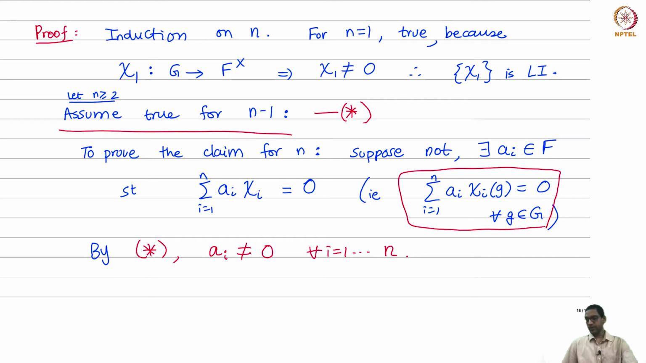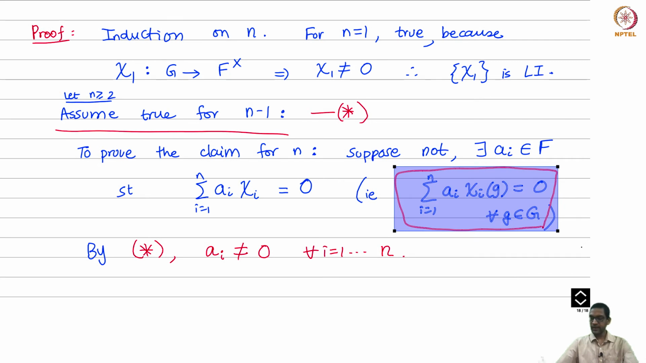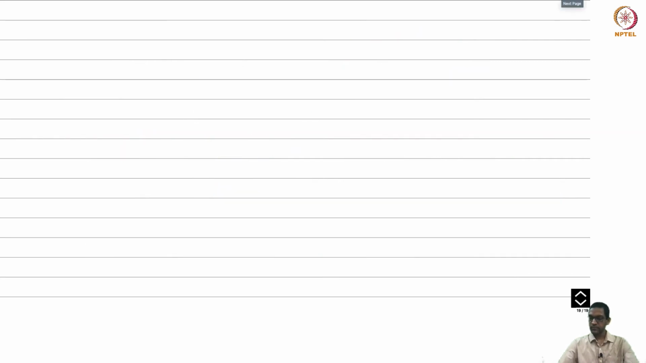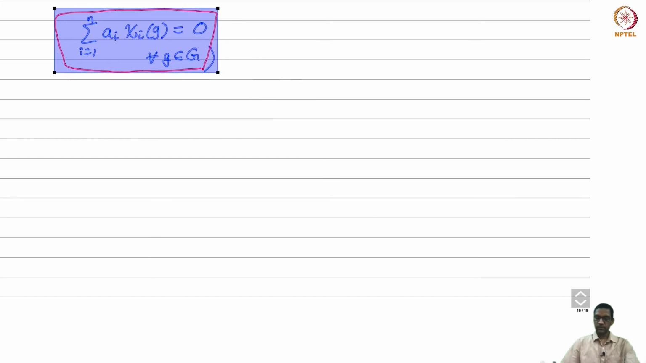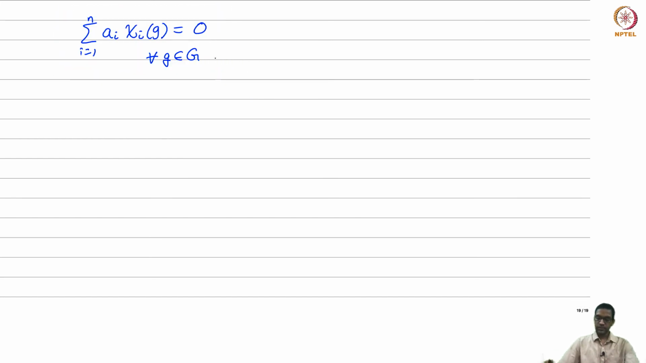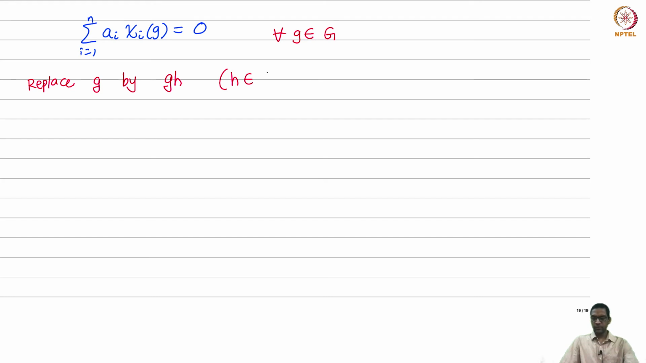We know that this linear combination is 0, and what we are going to do is to substitute, in place of g, gh. So let's keep this intact. Let's copy. So here's what I know to be true. This is true for all g in G. So in particular, it's true if I replace g by the element gh. H is some element of the group, I don't care. Pick any element, replace g by the element gh.